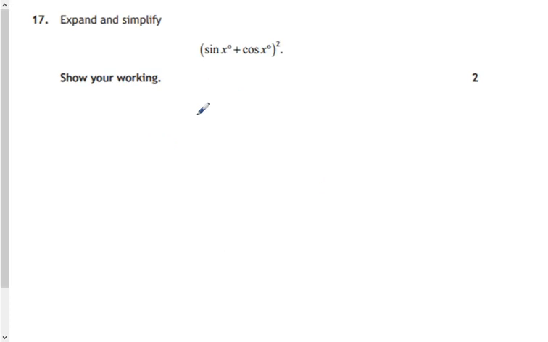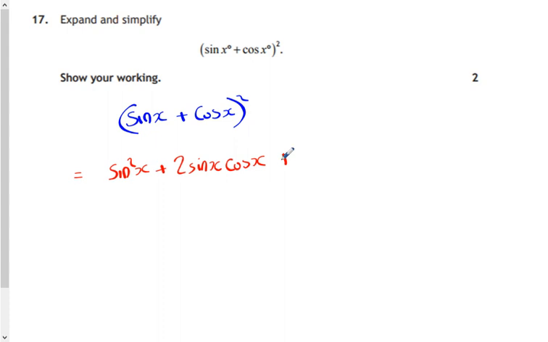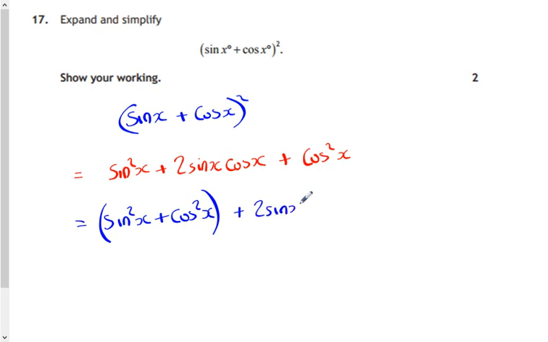Okay, question 17. Expand and simplify showing your working. So we get sine x plus cos x all squared. Break that double bracket and we get sine squared x plus 2 sine x cos x plus cos squared x. From trig identities, we know that sine squared x plus cos squared x is equal to 1, plus 2 sine x cos x. So 1 plus 2 sine x cos x.